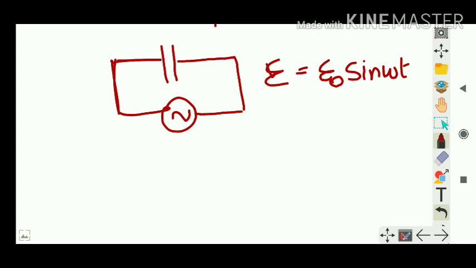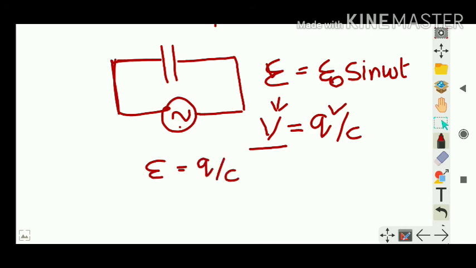Now in this circuit, the capacitor is continuously getting charged and discharged in each half cycle. Therefore the applied voltage will be across the plates of the capacitor. So what is the voltage across the capacitor? V is equal to Q by C, as you have learned in the first chapter, where Q is the charge on the capacitor. Here V is epsilon, so I can write epsilon is equal to Q by C, and in place of epsilon I write epsilon naught sine omega t. So epsilon naught sine omega t is equal to Q by C.